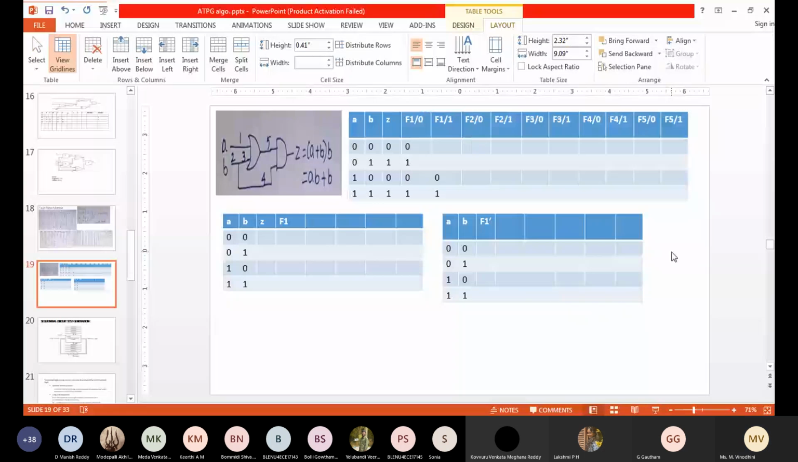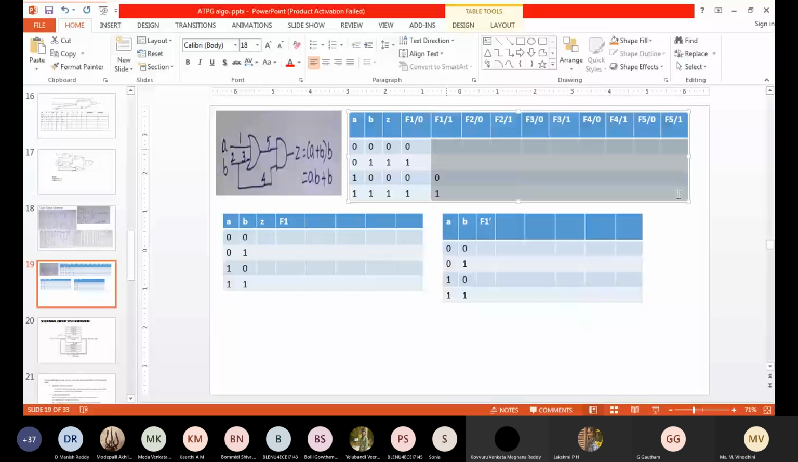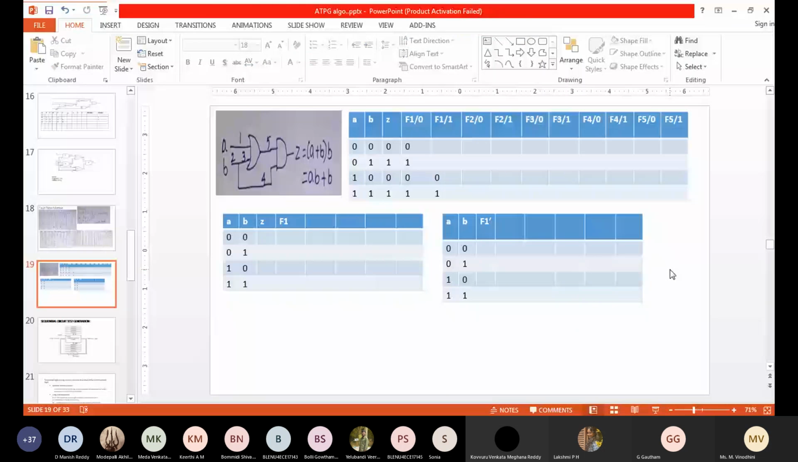Is it fine? Are you able to understand? Please tell me. I'm not able to see your face and I'm not able to predict. Yes, ma'am, understood. So please try to solve this. On Tuesday, I can extend the class, right? This Tuesday also extended the class, no?